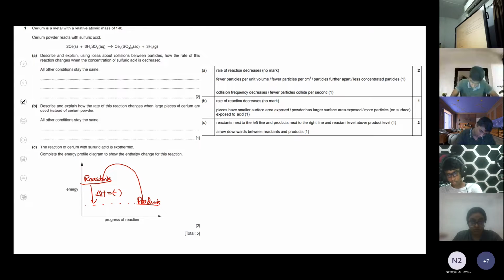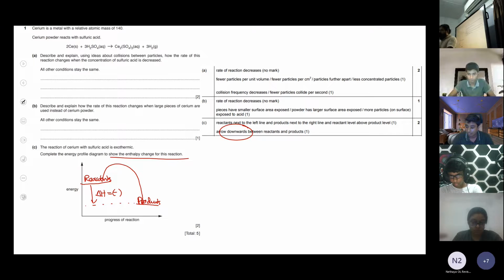Do they ask us to mark the activation energy? Complete the energy profile diagram to show the enthalpy change for this reaction. Delta H twenty. One mark: products lower than the reactants, with the diagram drawn, and then an arrow downwards. That's really important. I told you, right?